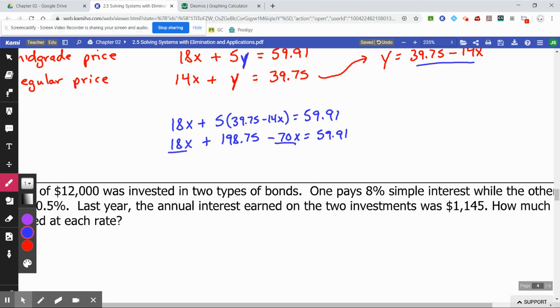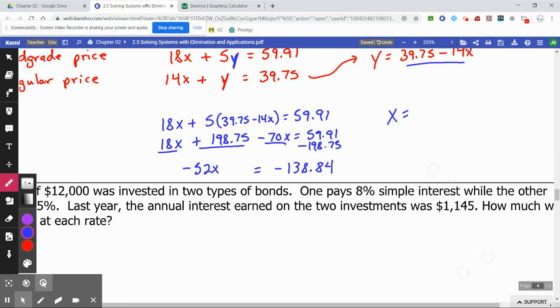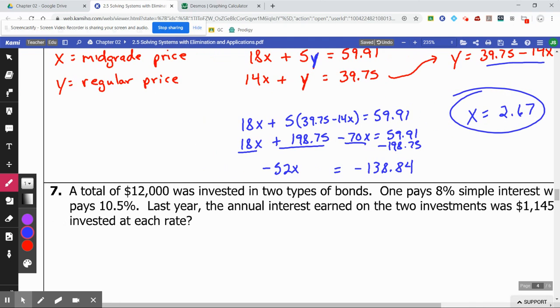Combine your x's. 18 minus 70 gives me negative 52x's. If you'd like to go ahead and move this over, you're going to subtract 198.75, and that would be negative 138.84. When you divide that by negative 52, you find out that x is equal to $2.67. So that's how much you paid for the mid-grade.